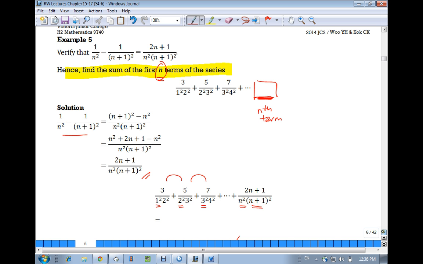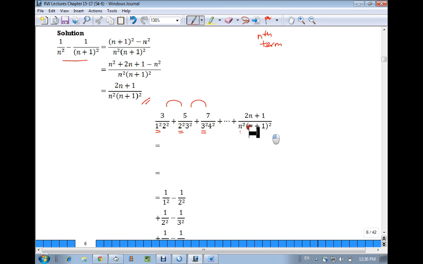So with that, I can write this: the sum of (2r plus 1) over r squared times (r plus 1) squared, r equals 1 to n. Not difficult to see. Questions? All okay?